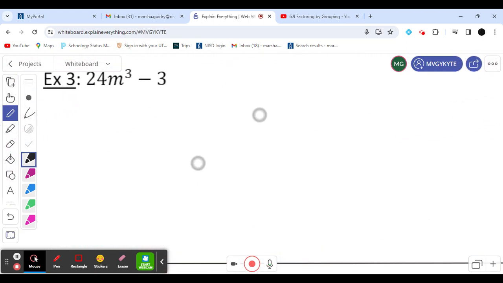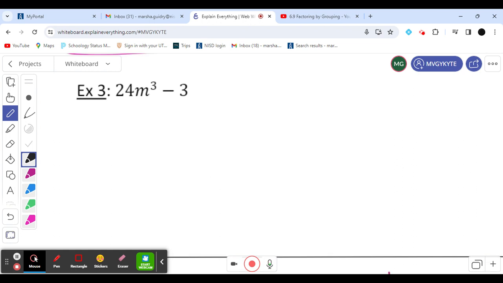Look at our third example. When I look at this one, 24m to the third power minus 3, I say, okay, both of those number values, this coefficient and this constant, are divisible by the number 3. So I will go ahead and factor that out. But what's left over? We have an 8m to the third power minus 1.